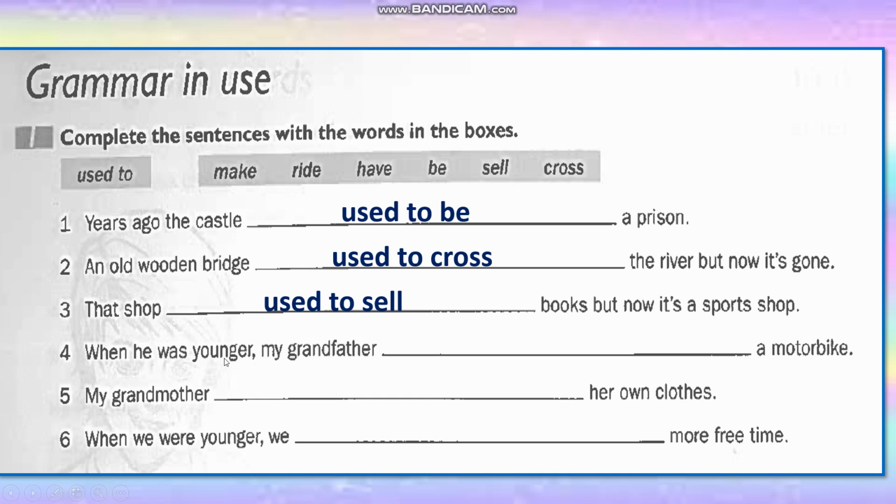Number 4, when he was younger, my grandfather a motorbike. Now we have the verb ride, which is the most suitable for using with the motorbike. So my grandfather used to ride a motorbike. Number 5, my grandmother her own clothes. And here we are going to use the verb make. So my grandmother used to make her own clothes. Number 6, when we were younger, we more free time. When we were younger, we used to have more free time.